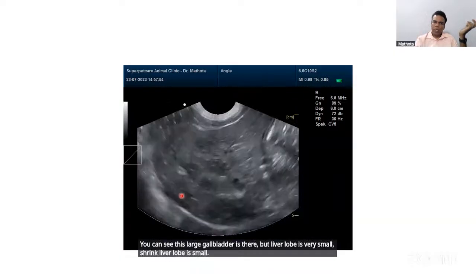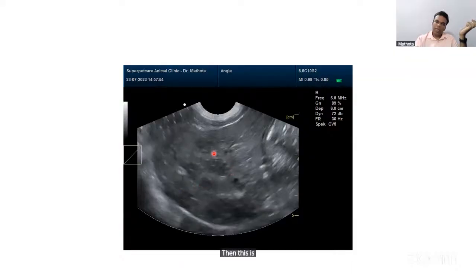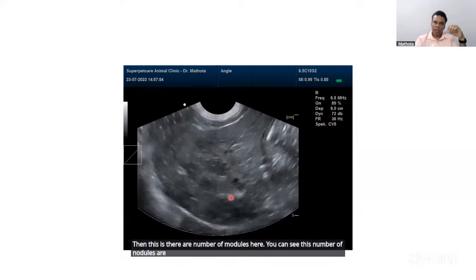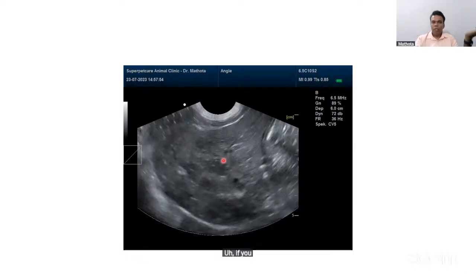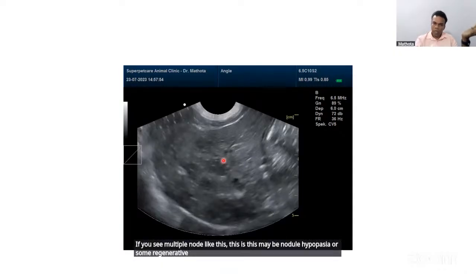Then there are a number of nodules here. You can see a number of nodules in the liver parenchyma. This is nodular hyperplasia or some kind of disease in the liver. If you see multiple nodules like this, it may be nodular hyperplasia or some regenerative nodules. To get a specific diagnosis, here also you'll have to do an FNA.